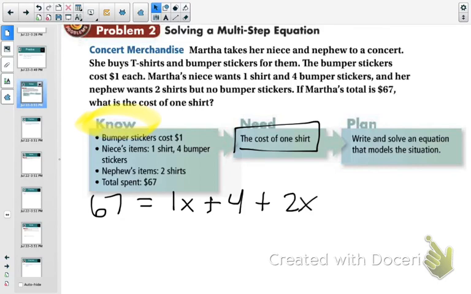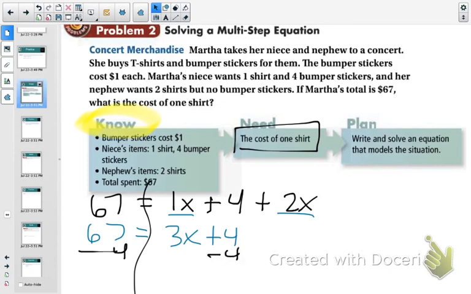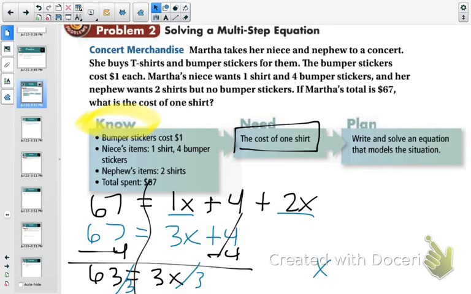Okay, and then I can solve this equation. So first I can combine my like terms, which is going to be 1x and 2x. So that gives me 67 equals 3x plus 4. I can solve this. Minus 4, minus 4. Cancel. So I get 3x equals 64. That's not right. 63. I lied to you. And then we divide by 3. 63 divided by 3. It's going to be 21. So that's telling us the shirts are going to cost $21.